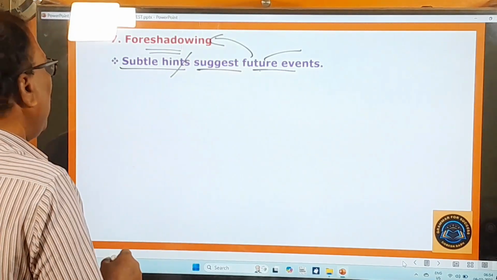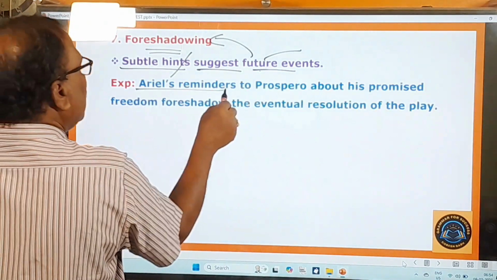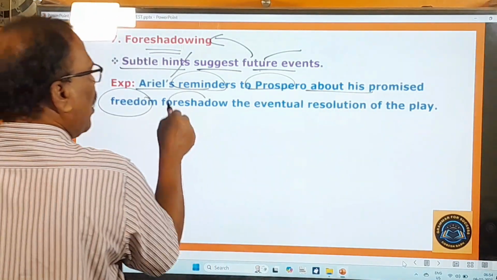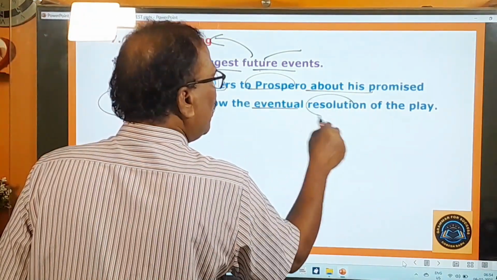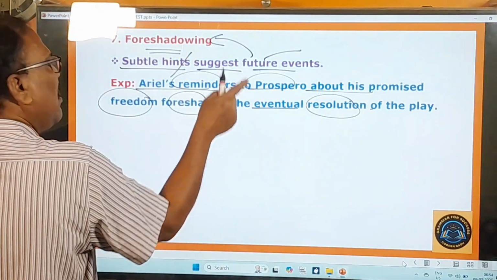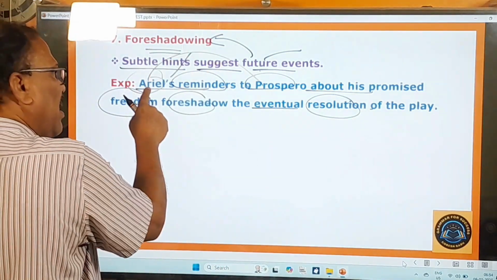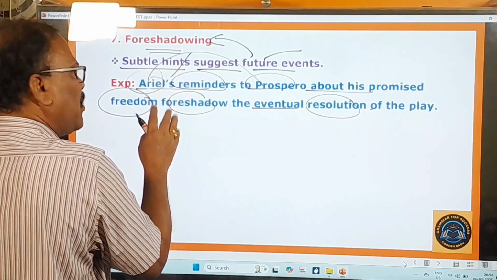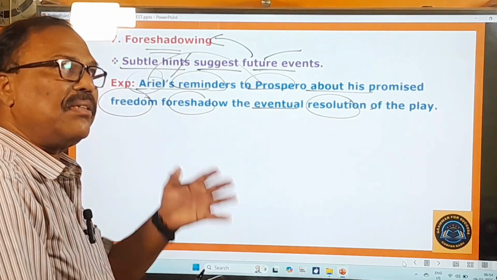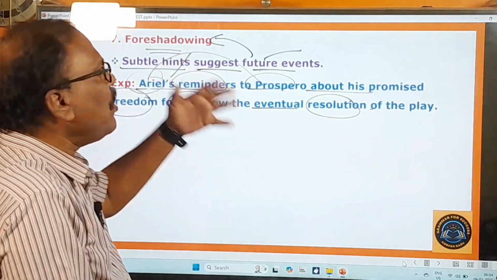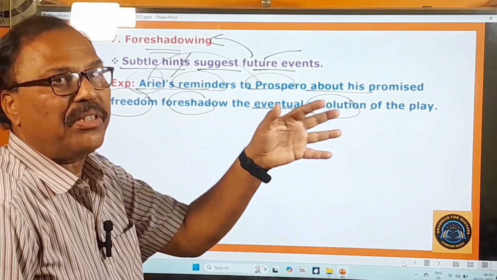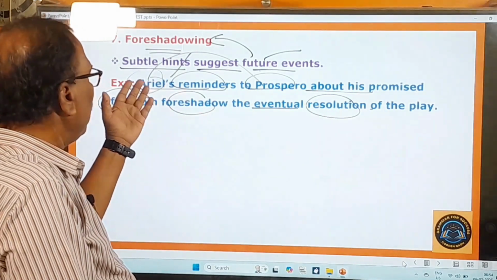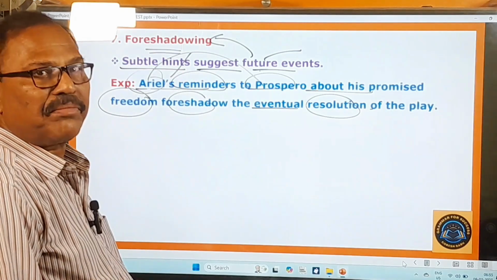You know that very well. And here you pay attention. Ariel's reminders to Prospero about his promised freedom foreshadow the eventual resolution of the play. So here in this drama, this Ariel reminds this Prospero of its freedom on some occasion. So that will tell the audience that this Ariel is going to be given freedom at the end of the drama. That is hinted at by this Ariel's reminder.